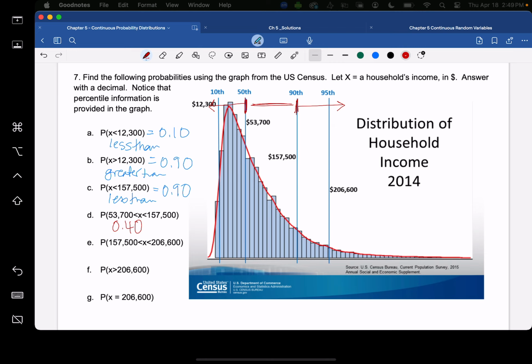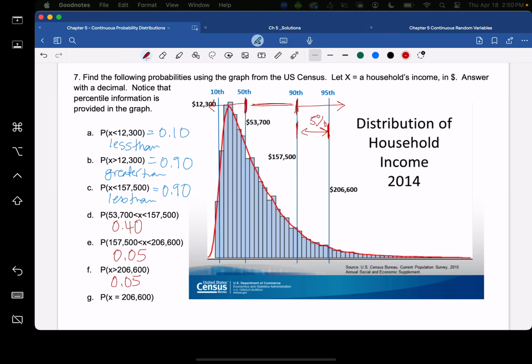And then between 157.5 and 206, that should be 5%, because there's 90% less than this, and there's 95% less than this, so that means there's 5% right here. And there is going to be 5% higher than 206,000.